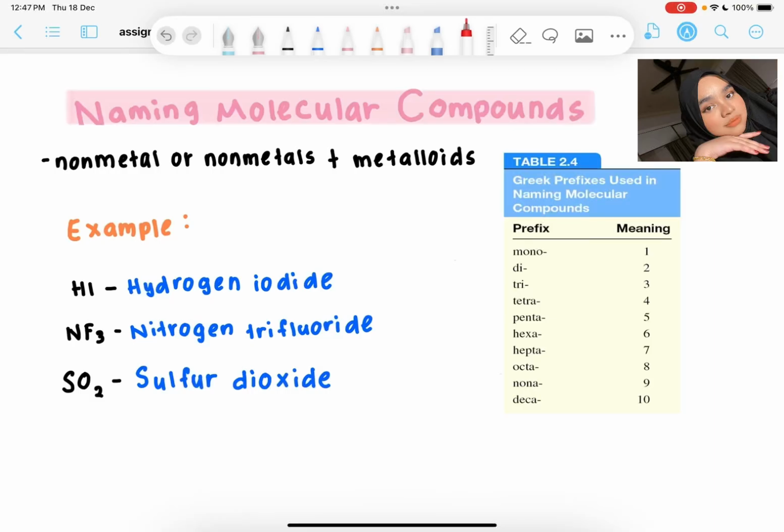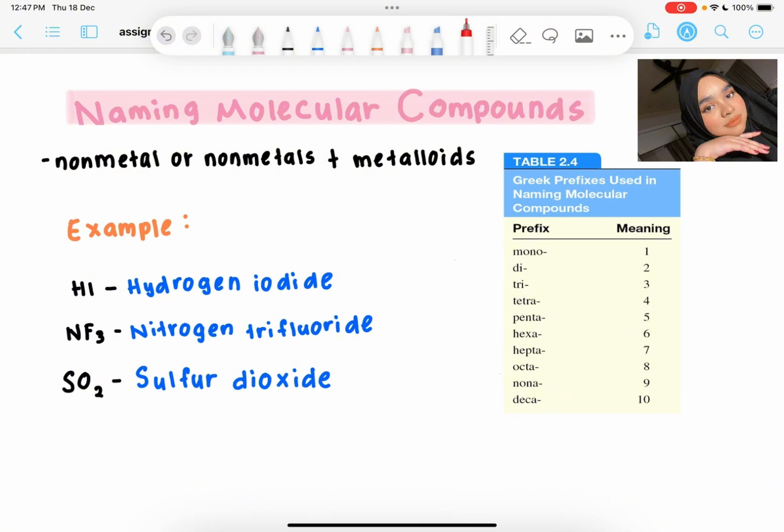I will explain how to name molecular compounds. First, molecular compounds are formed when nonmetals combine with other nonmetals, or nonmetals combine with metalloids. To name a molecular compound, we use these Greek prefixes. These prefixes will tell us how many atoms of each element are present in the compound.